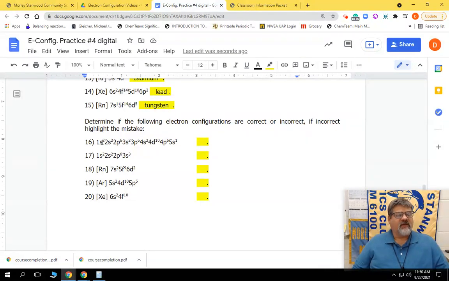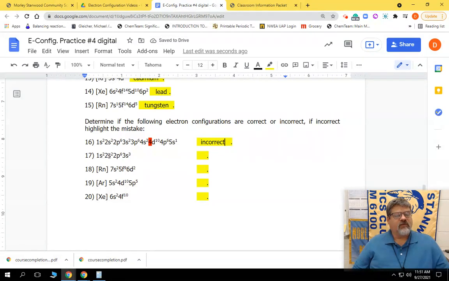We feel that the S can only, the highest it can have is a 2, so 2. P's can only have 6 or lower, but if it stops, then this S is good, this P is good, this 4S2 is good, 4D10, 4P6. Okay, well this one's incorrect because after 4S2 we should have 3D. So there's our mistake. We know our mistake's right there. The rest of it's good. So this one is going to be incorrect. Let's go to the next one.